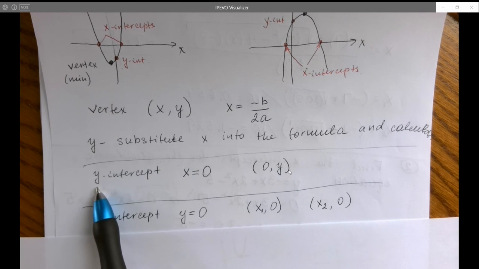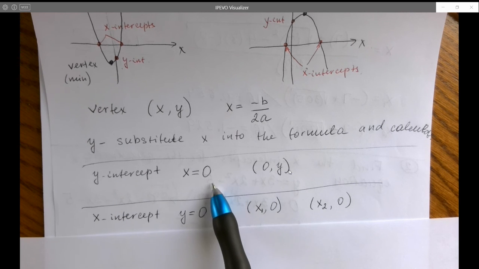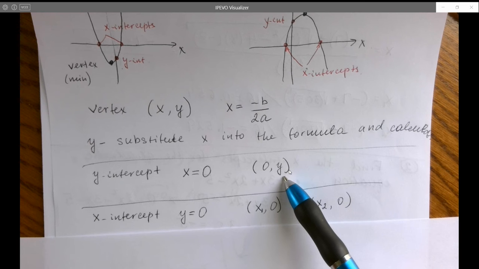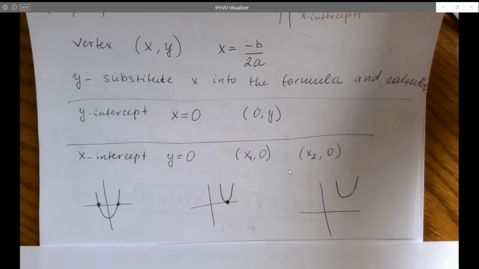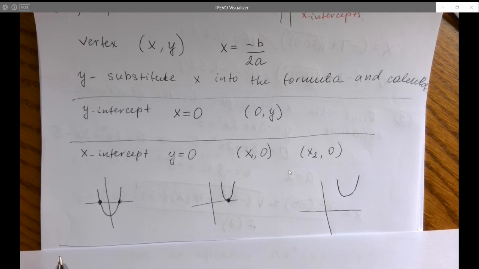In order to find the y-intercept, you need to substitute 0 for x into the equation and calculate y. And in order to find the x-intercept, you have to substitute 0 for y into the equation and find x. There are three cases. Sometimes a parabola can have two x-intercepts, sometimes just one x-intercept, and sometimes a parabola doesn't have any x-intercepts at all.